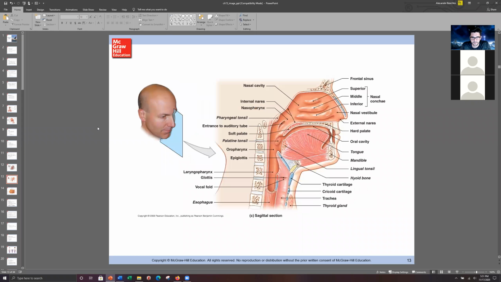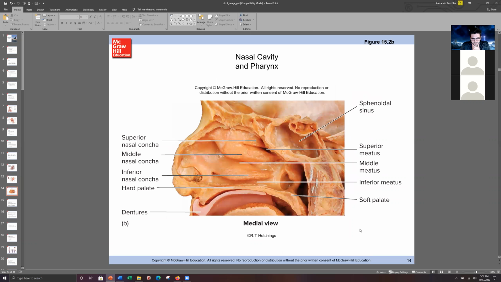All right. So here we've got another sagittal section, mid-sagittal section through the upper respiratory system. We won't go over that right now.